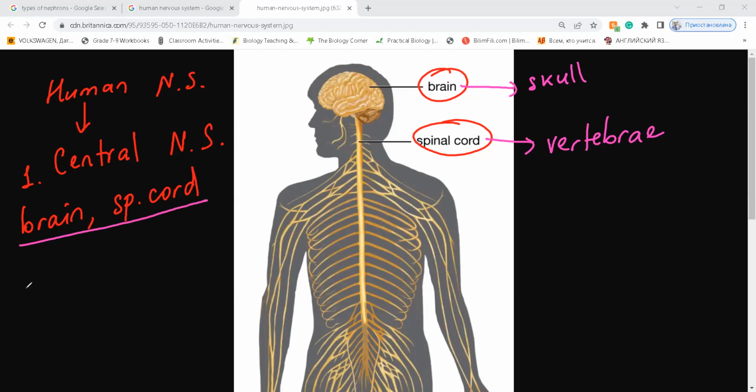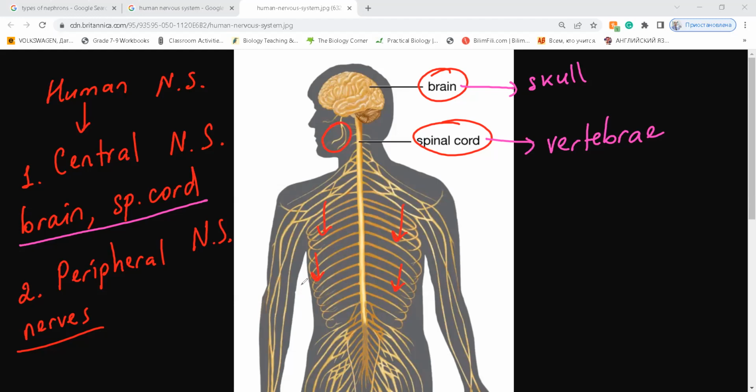The second part of our nervous system we call the peripheral nervous system, guys. The peripheral nervous system contains generally the nerves. They contain nerves which extend from the central nervous system, such as you can see here. These are nerves, guys, don't forget. Nerves carry impulses to the brain, to the spinal cord, or away from the brain or spinal cord.